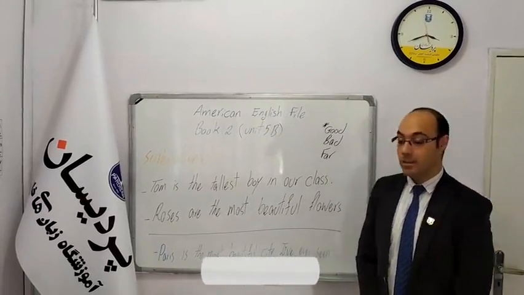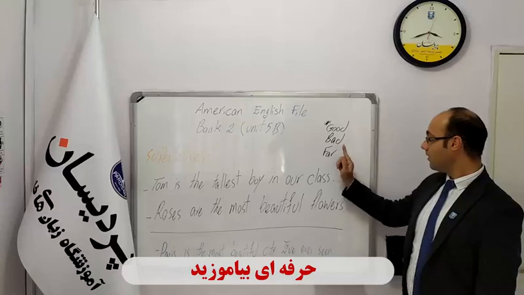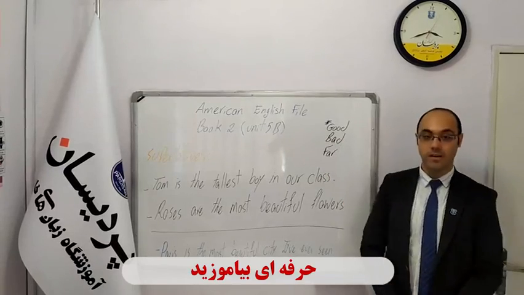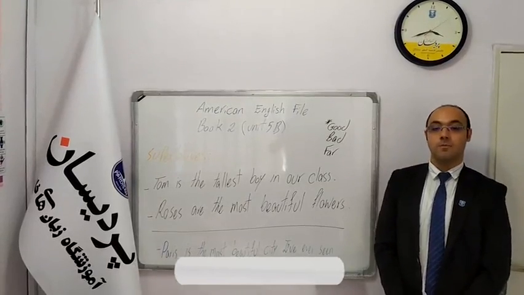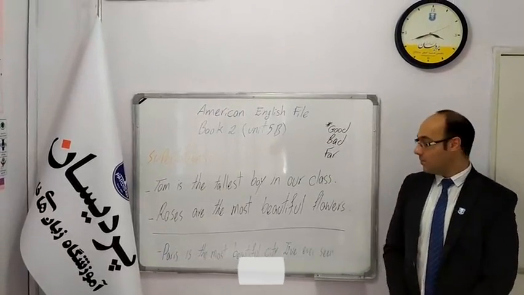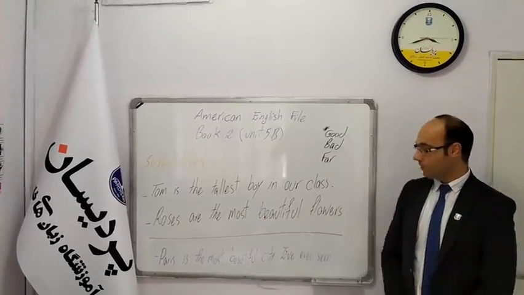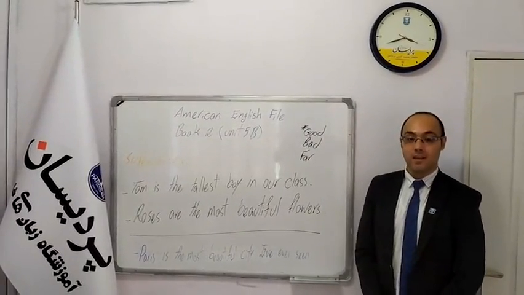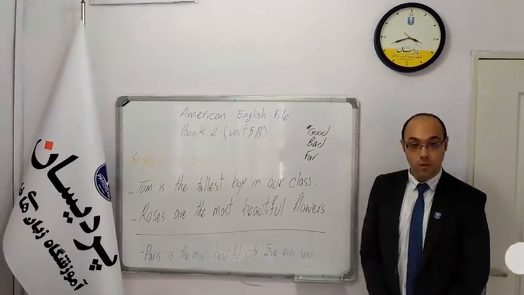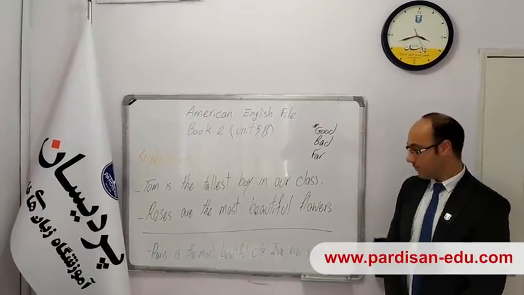One of the points in superlatives is that we have 3 adjectives: good, bad, far. For these 3, in order to make the superlative form, we change the format. It means that we cannot add est or we cannot add the most. For example, for good we say the best. For bad we say the worst. And for far we say the farthest.